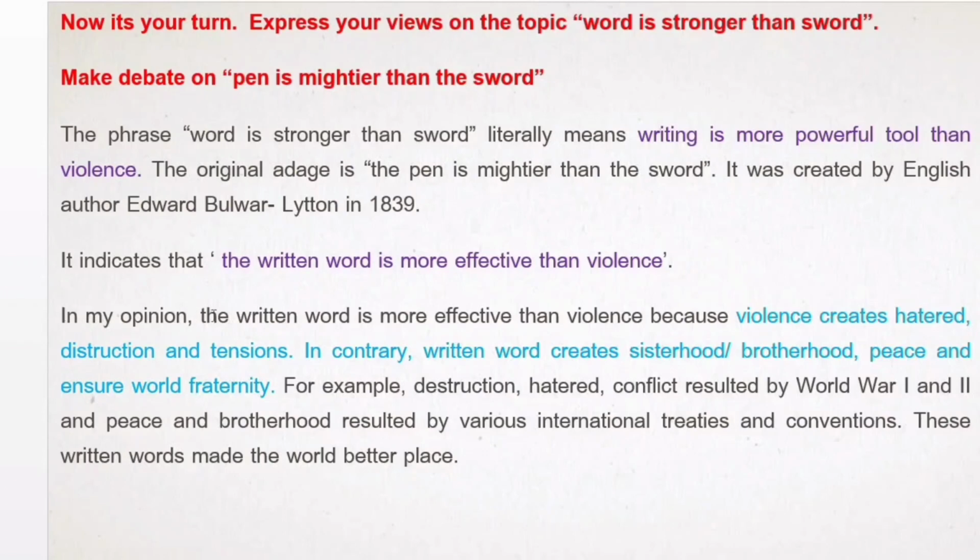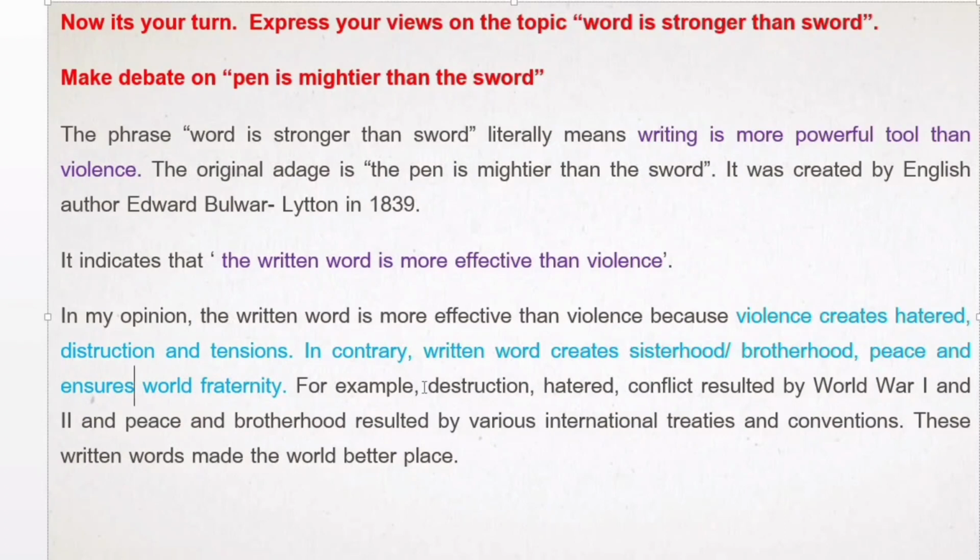In my opinion, the written word is more effective than violence because violence creates hatred, destruction, and tensions. On the contrary, the written word creates sisterhood and brotherhood, peace, and ensures world fraternity. For example, destruction, hatred, and conflict resulted from World War I and World War II. And peace and brotherhood resulted from various international treaties and conventions. These international treaties and conventions are written words. That means pen. These written words make the world a better place.